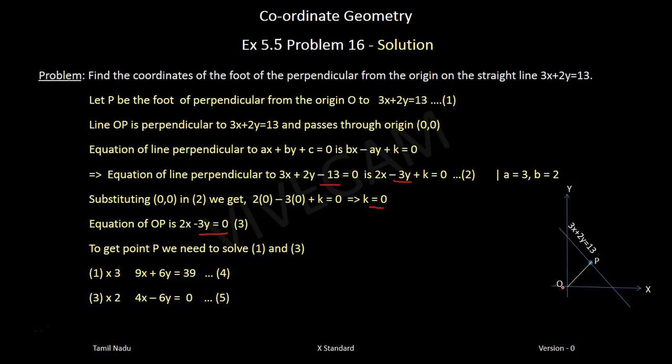You substitute 0, 0, the point of origin, because it passes through the origin, and get the value of k. Thereafter, you'll be able to get the equation of OP. Once you get OP, solve that with this equation to get the point P. Okay. So I hope I made this point clear. If not, please go through this problem one more time and it will become clear.